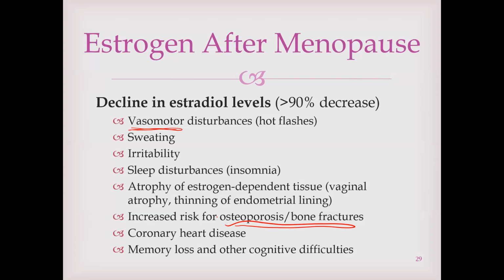So where males are predominantly high risk for coronary artery disease in their younger years, as women get to menopause, they actually increase their risk for coronary artery disease and become the predominating gender related to coronary artery disease in advanced age. Can also lead to memory loss and cognitive difficulties. So all of these, you would imagine, are less desirable, and so that's some of the complications associated with menopause.